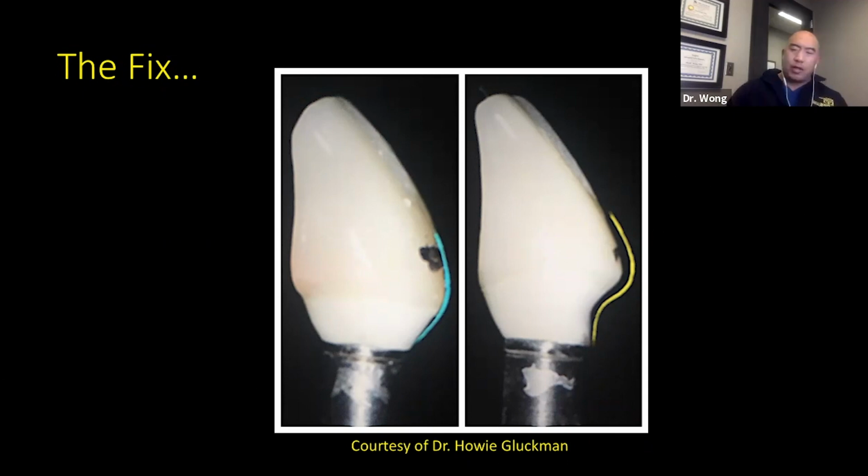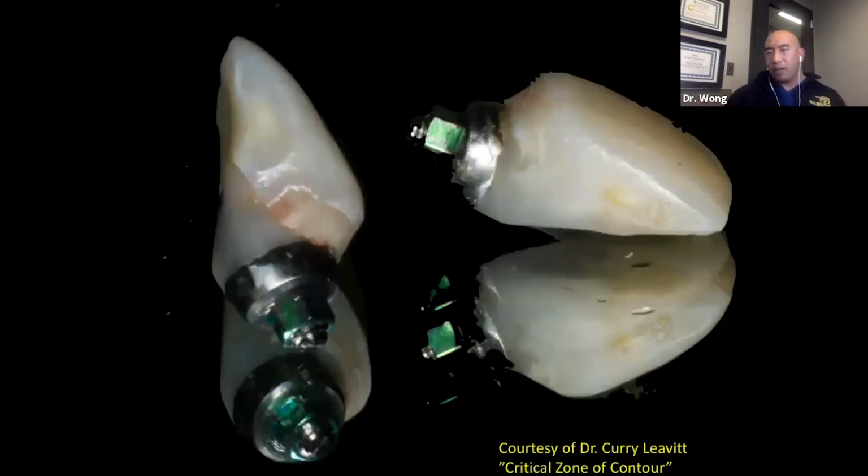I borrowed another slide too from my very good friend, Dr. Curry Levitt out of Las Vegas, Nevada. He calls this the critical zone of contour. Look at his provisionals. So it has that nice little S-shaped curve, that nice concavity at the cervical portion on the facial half of the crown. But this is the critical zone of contour.